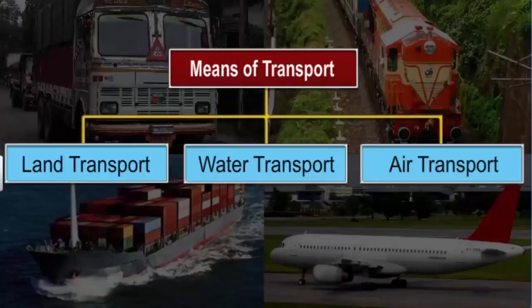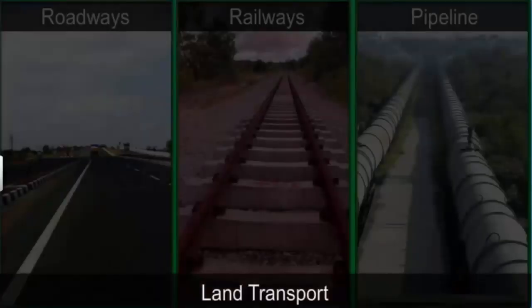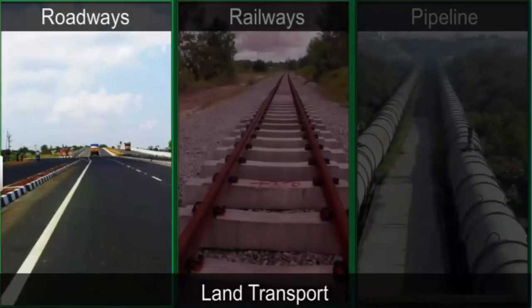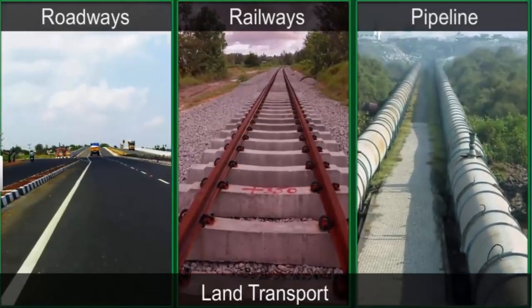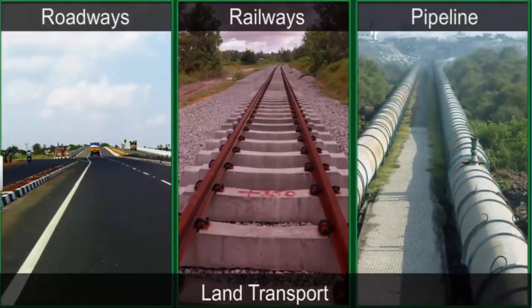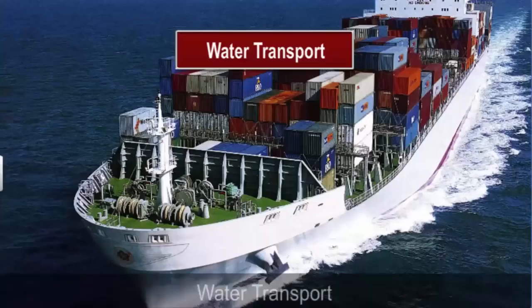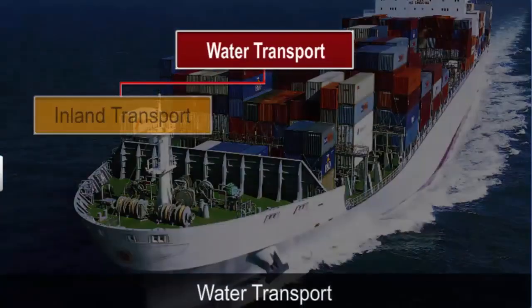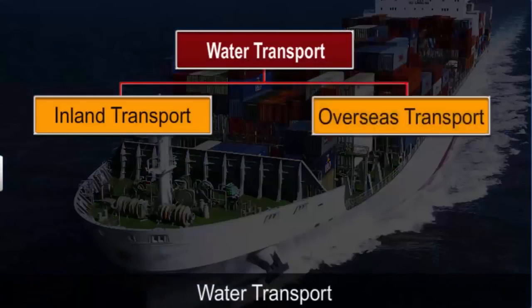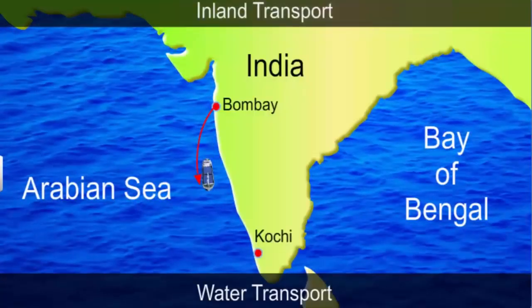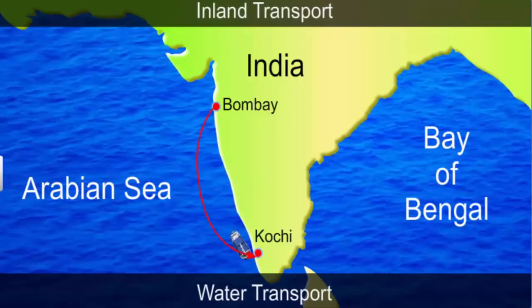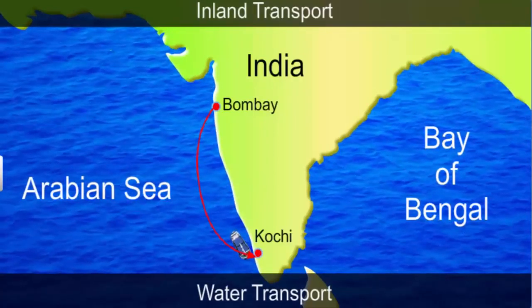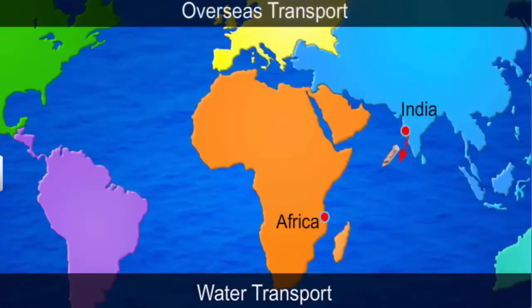Land transport includes roadways and railways, besides pipelines that are used to transport liquid and gaseous material over long distances. Water transport can be further classified as inland transport and overseas transport. Inland transport happens along our coastline between two domestic ports or through inland waterways. Overseas transport involves sending goods from one country to another.